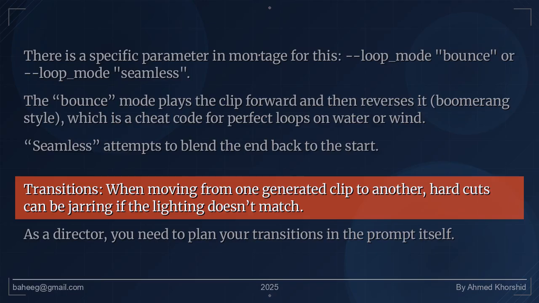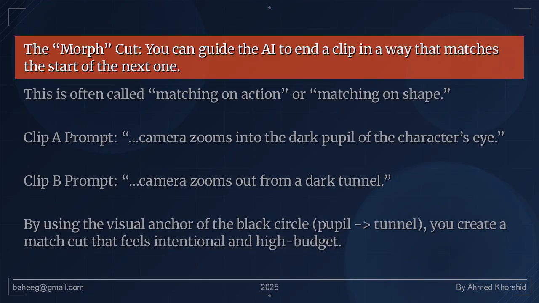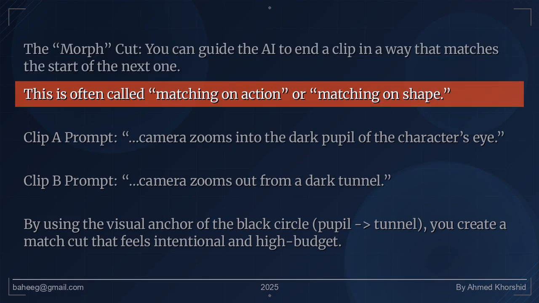Transitions: when moving from one generated clip to another, hard cuts can be jarring if the lighting doesn't match. As a director, you need to plan your transitions in the prompt itself. The morph cut: you can guide the AI to end a clip in a way that matches the start of the next one. This is often called matching on action or matching on shape.